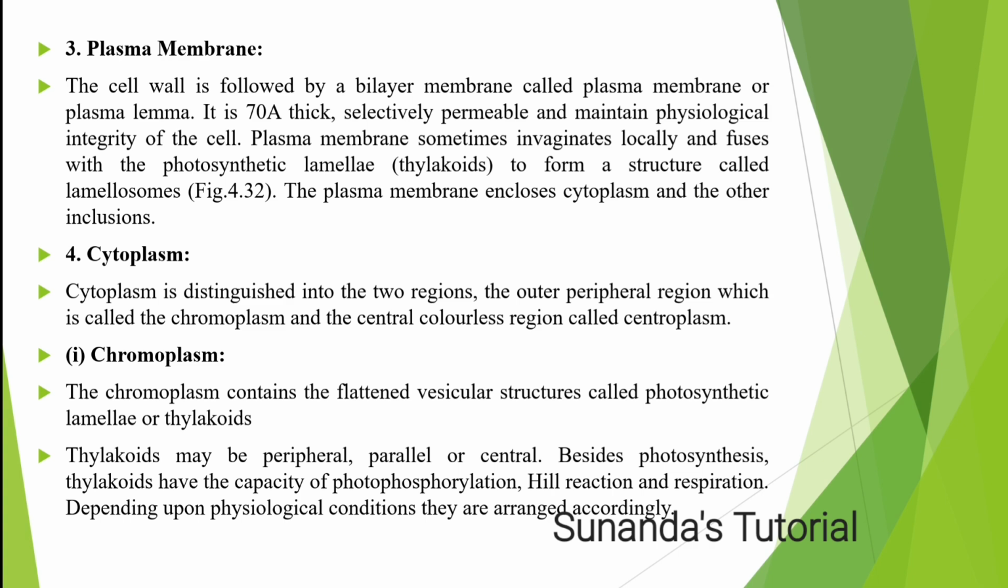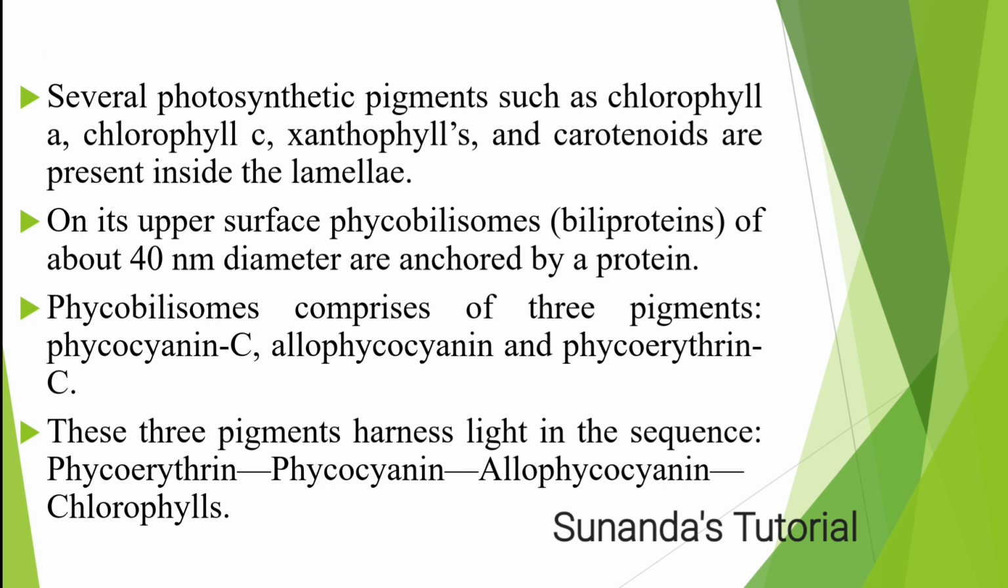Thylakoids are present in the chromoplasm, and thylakoids have photosynthetic pigments like chlorophyll a, c, xanthophyll, carotenoid. On its upper surface, phycobilisomes are present. Phycobilisomes consist of three pigments: C-phycocyanin, allophycocyanin, and C-phycoerythrin. These three pigments harness the light in the sequence of phycoerythrin, then phycocyanin, then allophycocyanin, then chlorophylls.